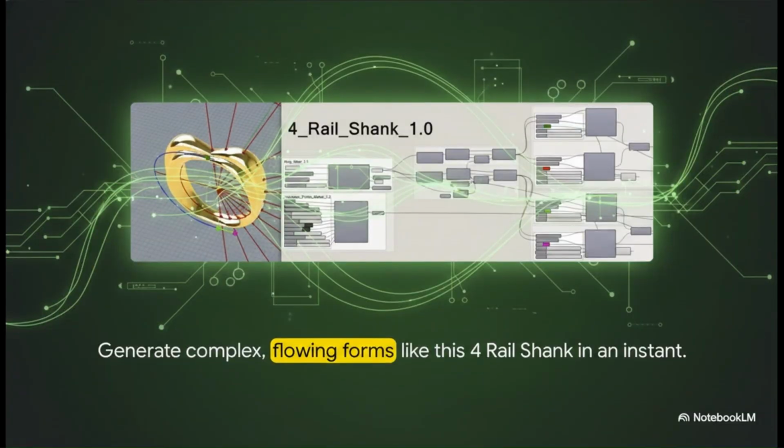And these pre-built setups are not basic at all. The 4-rail shank, for example, generates this stunning, multi-layered form that has this graceful sense of movement. Trying to create something like this from a blank canvas would be a huge project. With AlgoJewels, it's just your starting point, which frees you up to focus on the real artistry of the piece.